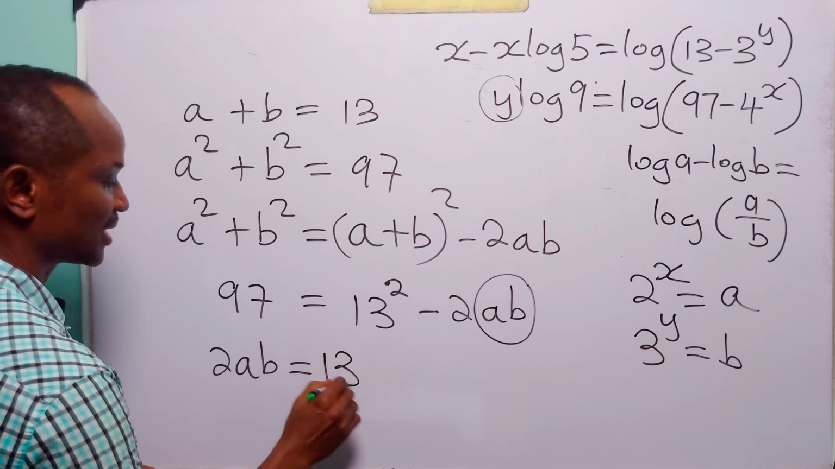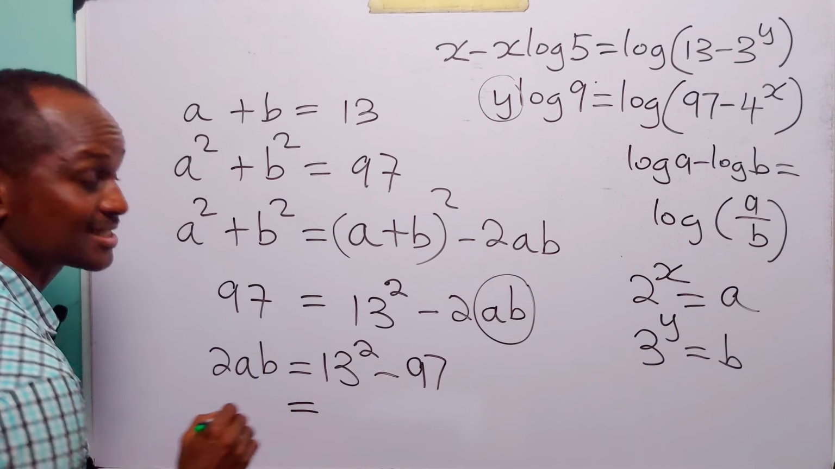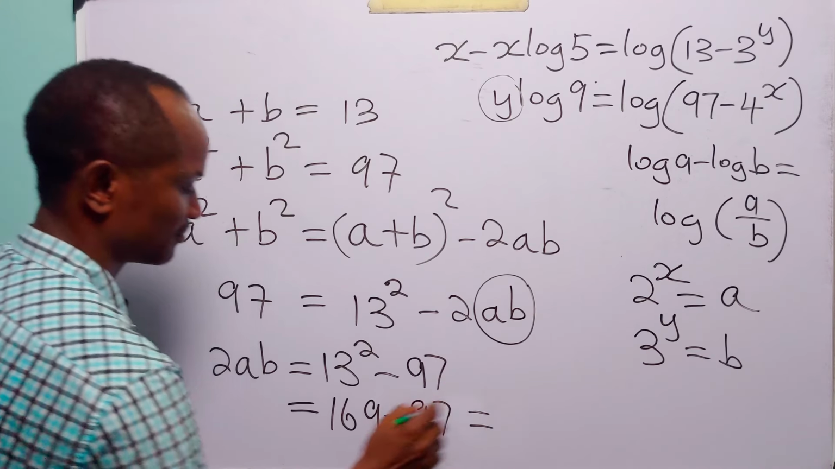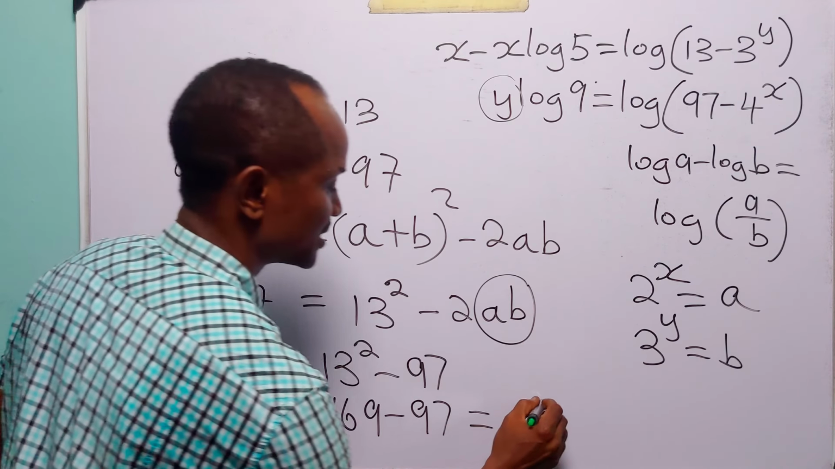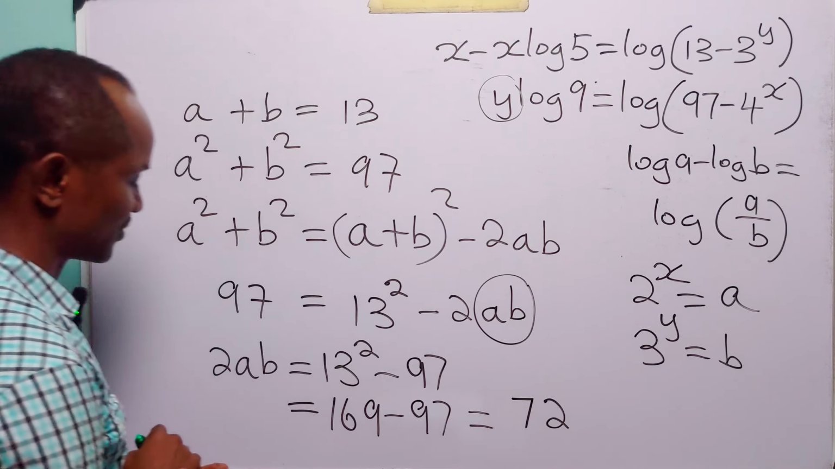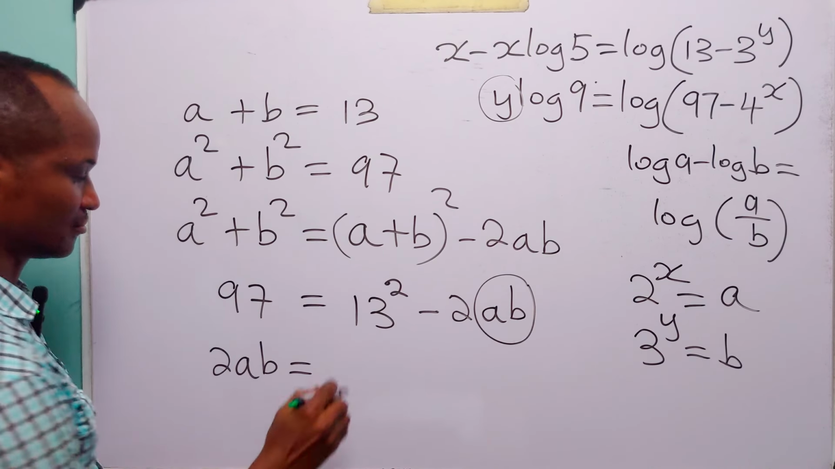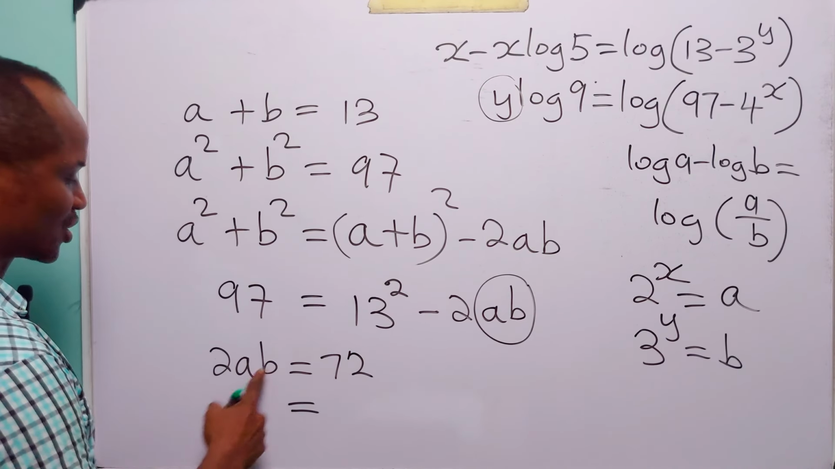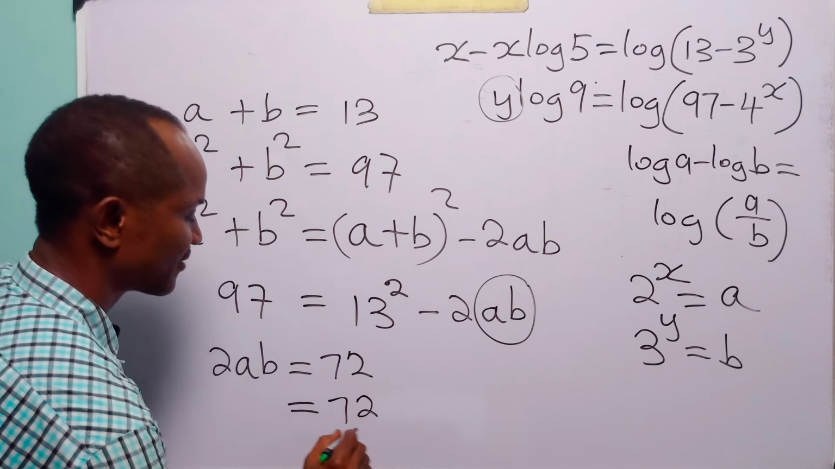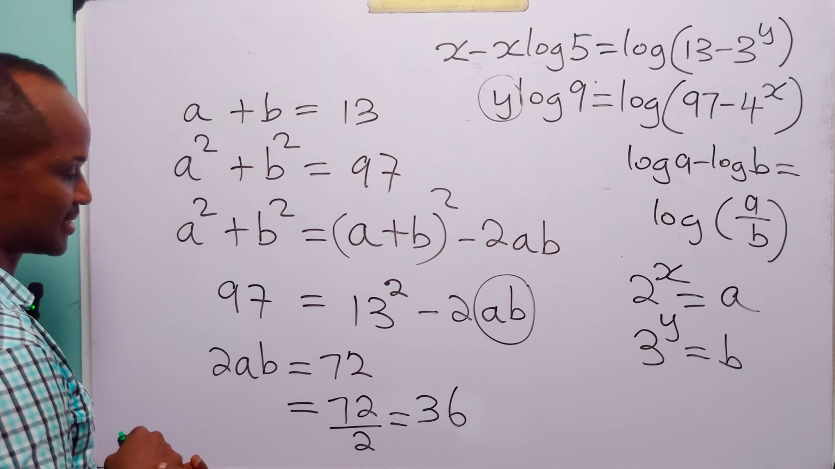2ab is equal to 13 squared minus 97. 13 squared is 169 minus 97. 9 minus 7 is 2. 16 minus 9 is 7. So we have that 2ab is equal to 72. And of course, dividing both sides of this equation by 2, we have that ab is equal to 72 over 2, which is equal to 36.